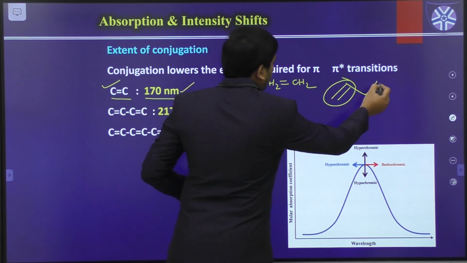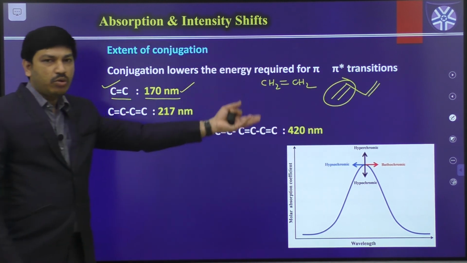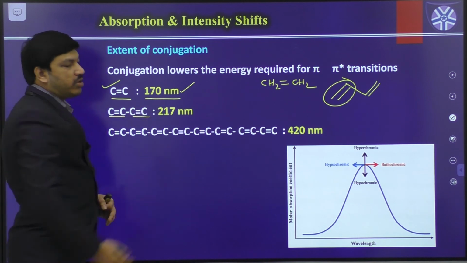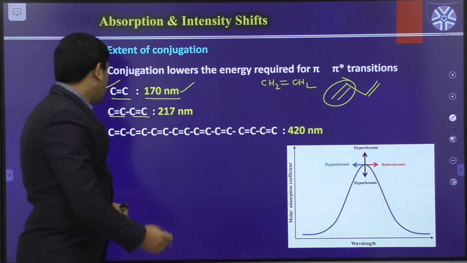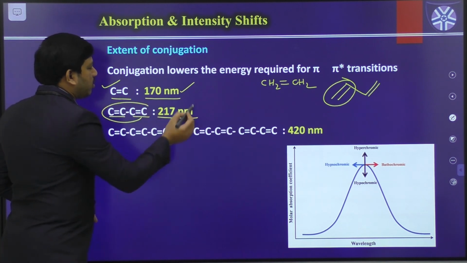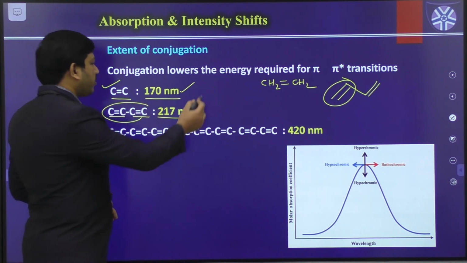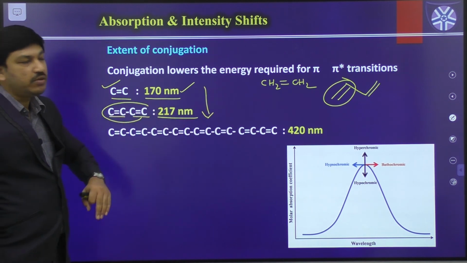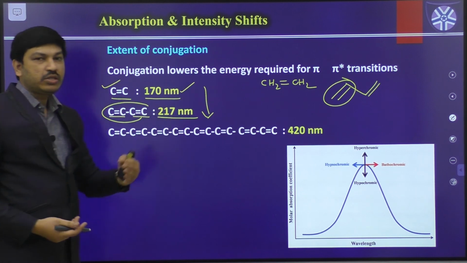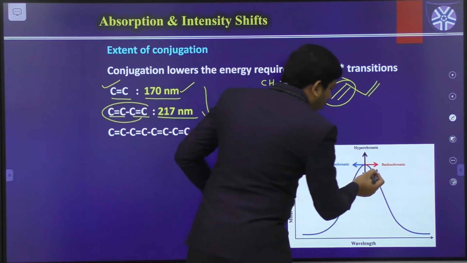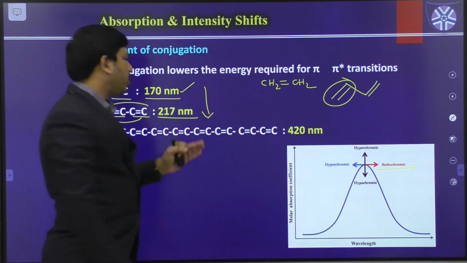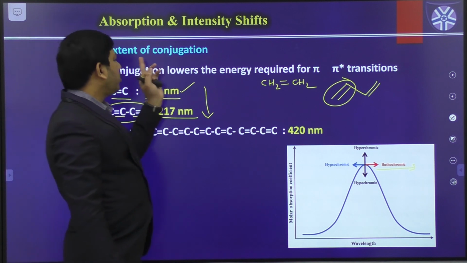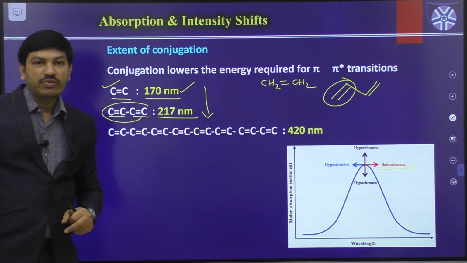If the conjugation increases, if we add one more double bond like this, so here we have C double bond C connected to another C double bond C like this. Once the conjugation increases, this entire system now absorbs around 270 nanometers. So from here to here, is the lambda value increasing or decreasing? Lambda value is increasing. That means the peak value shifted to longer wavelength when compared to the C double bond C group. So this is called bathochromic shift or red shift.